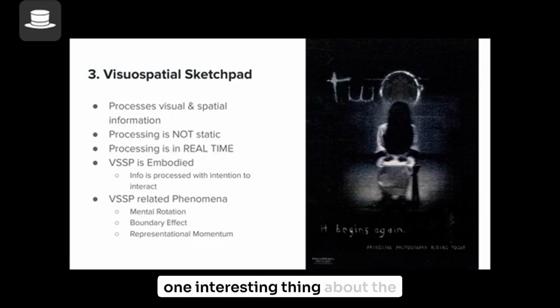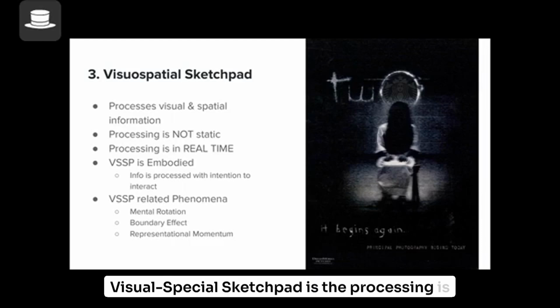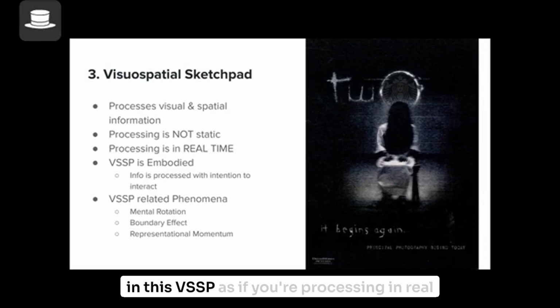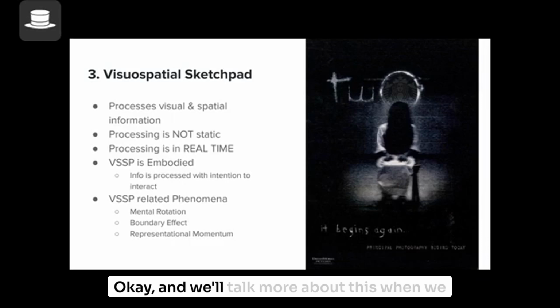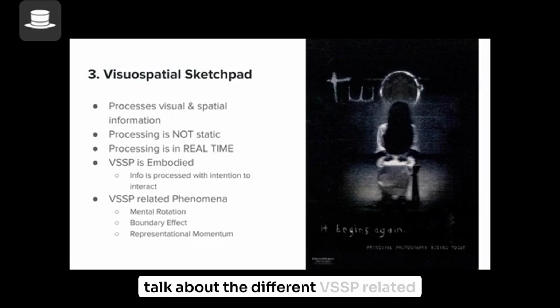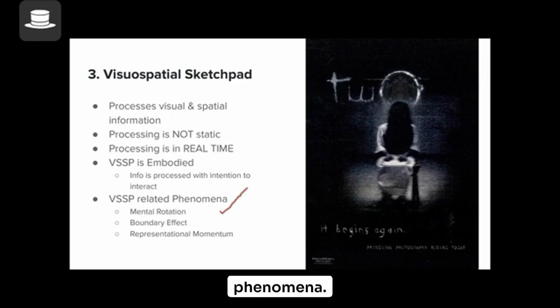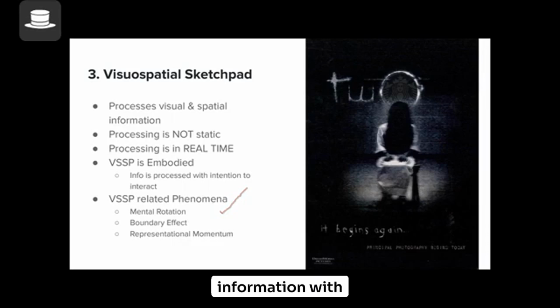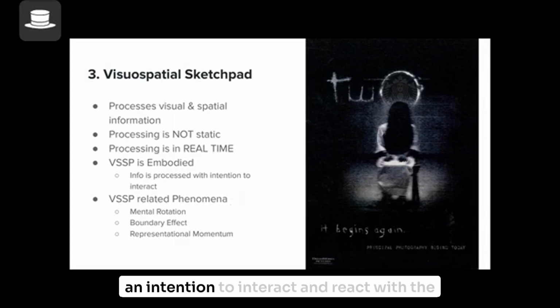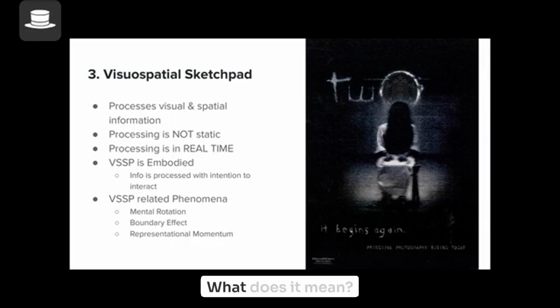One interesting thing about the Visual Spatial Sketchpad is the processing is not static. The processing in Visual Spatial Sketchpad is in real time. In other words, you would process information in this VSSP as if you're processing in real time in the real world. Okay, and we'll talk more about this when we talk about the different VSSP related phenomena. Real time is you process visual and spatial information with an intention to interact and react with the objects that you're watching. What does it mean?